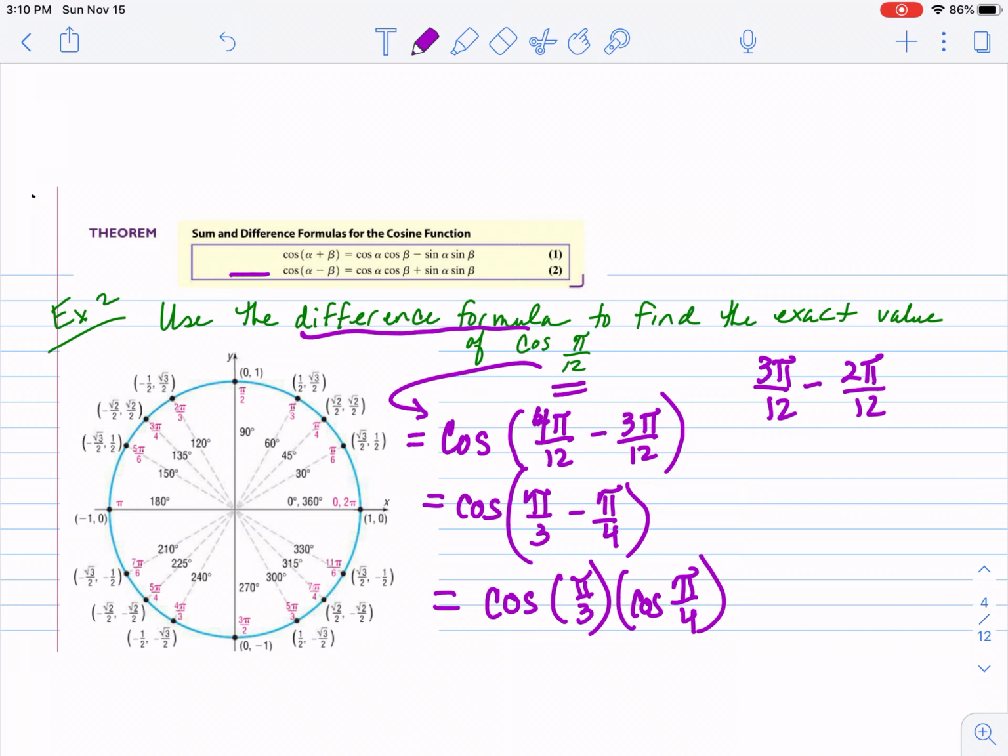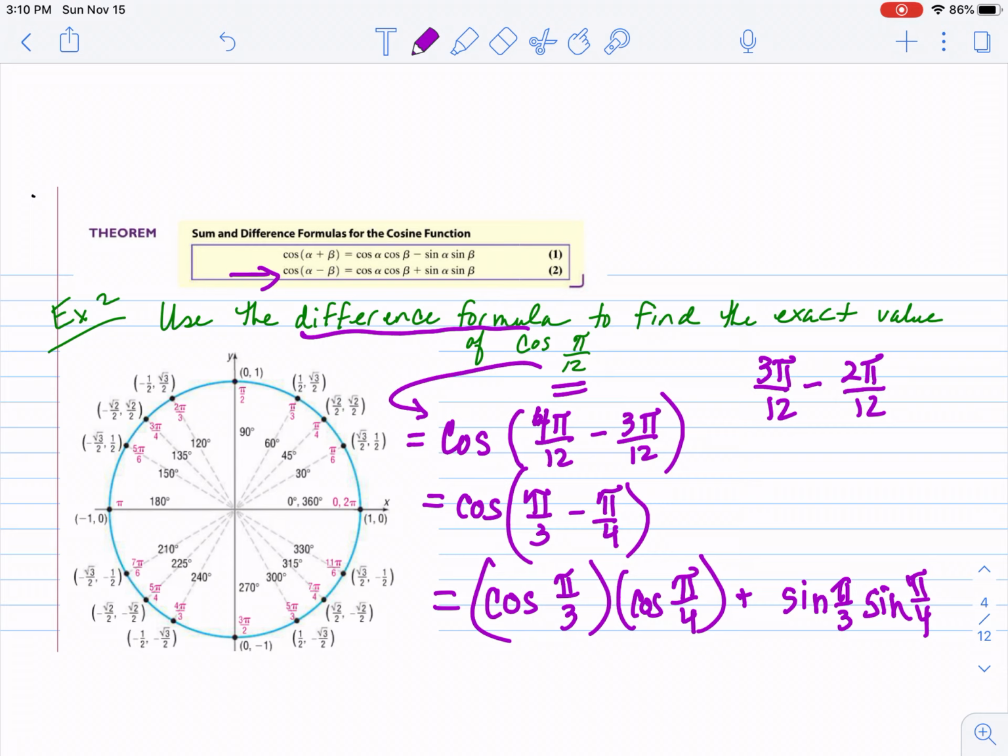This time I am using the difference formula, so now I'm going to add to that the sine of pi over 3 times the sine of pi over 4. You guys could finish this up.